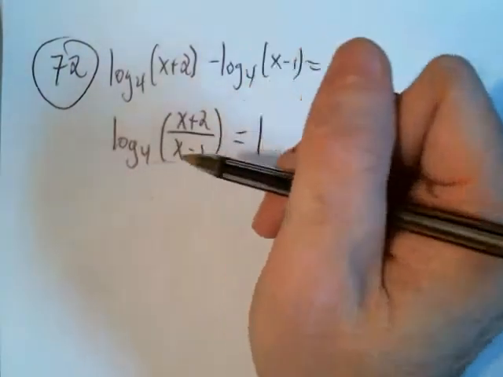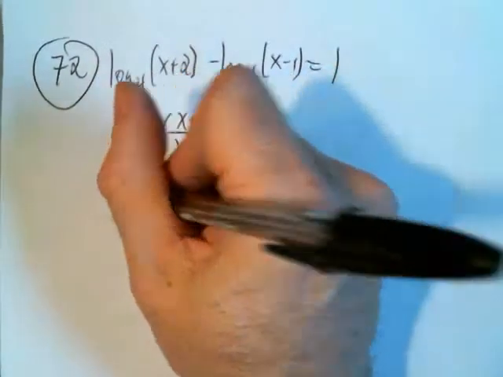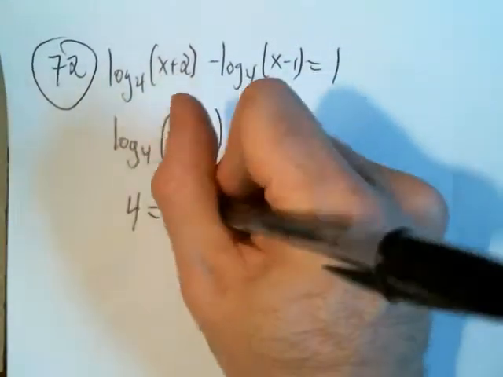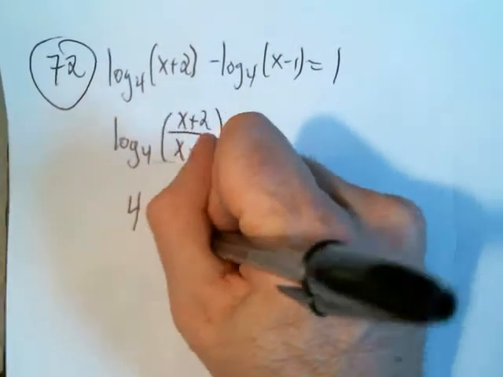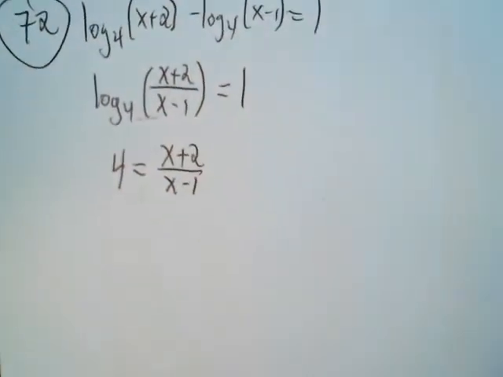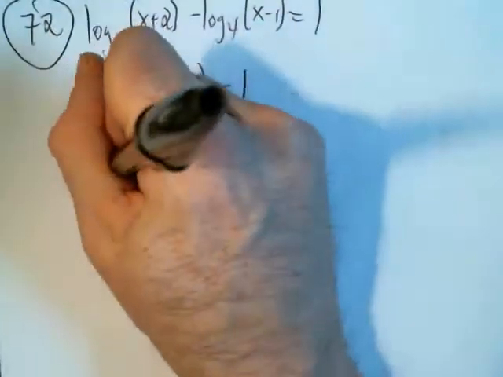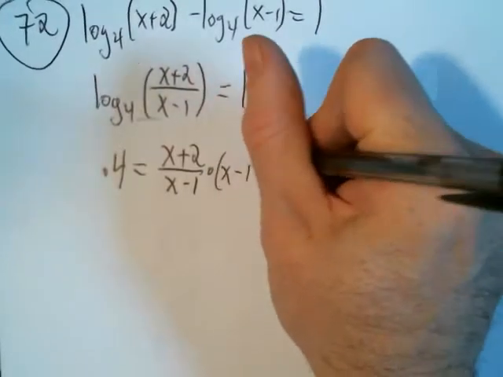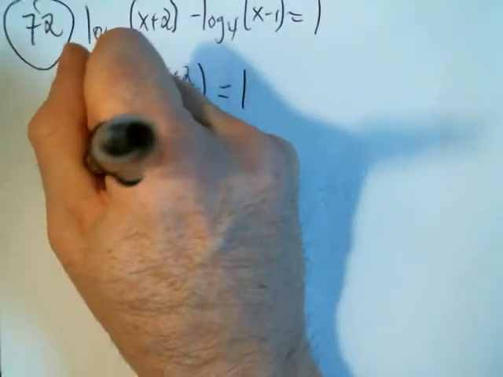And then use the definition. So 4 to the first power, which is of course 4, equals (x plus 2) over (x minus 1). And we're going to multiply both sides by x minus 1 to clear out the denominator in the rational expression.